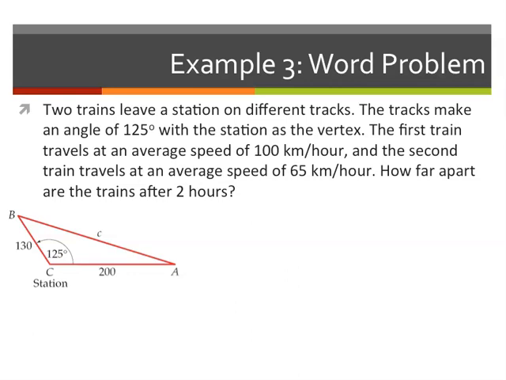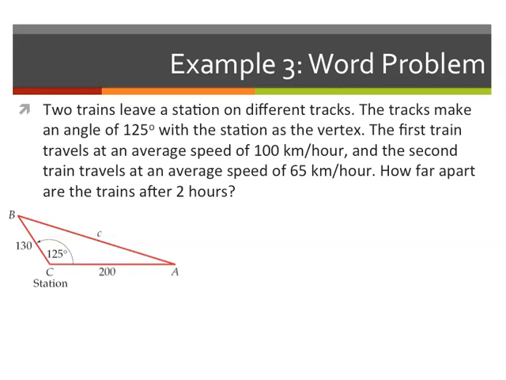Now, there are some other pieces of information given. It says the first train travels at an average speed of 100 kilometers per hour. That's the speed. Now we need to know the actual distance because we want to know how far apart the trains are after 2 hours. Well, if the first train is going at a speed of 100 kilometers per hour for 2 hours, how far has that train traveled? After 2 hours, 200 kilometers, right? Just multiply rate times time gives you the distance. Same thing with the second train. It travels at an average speed of 65 kilometers per hour, so after 2 hours, rate times time, 65 times 2, is equal to 130. So that's where the 200 and the 130 come from.